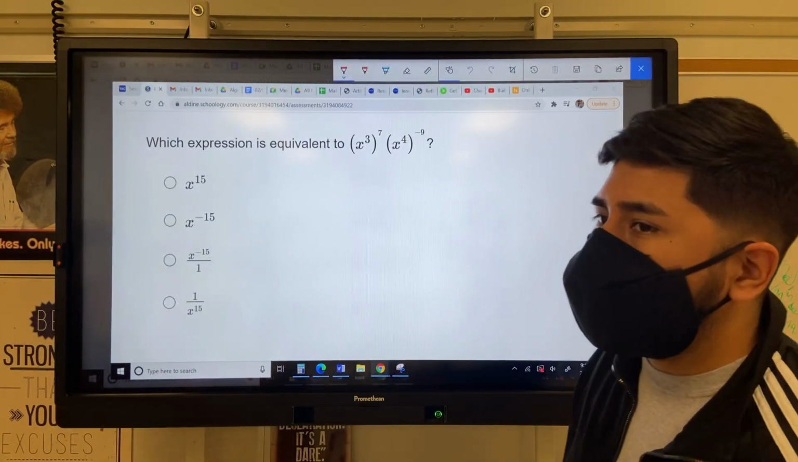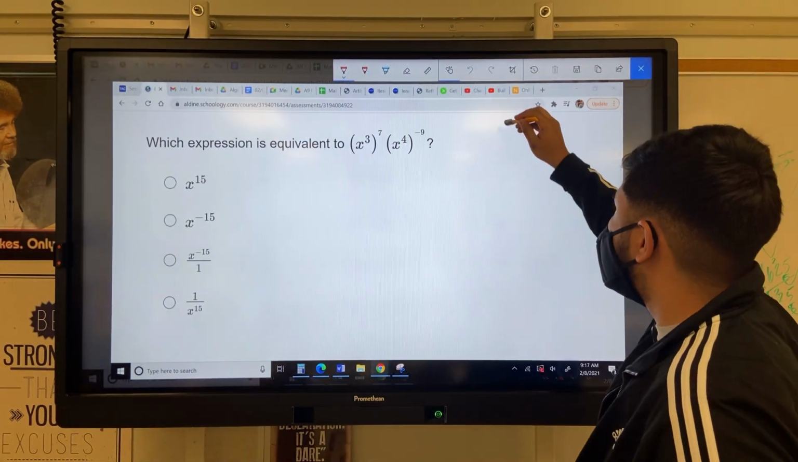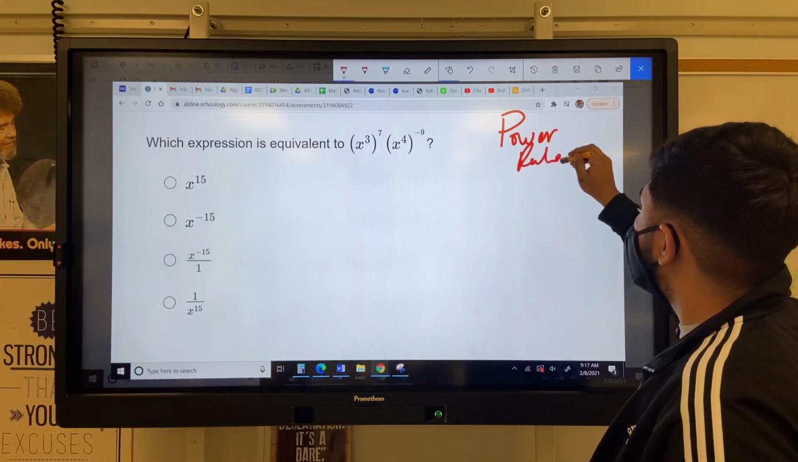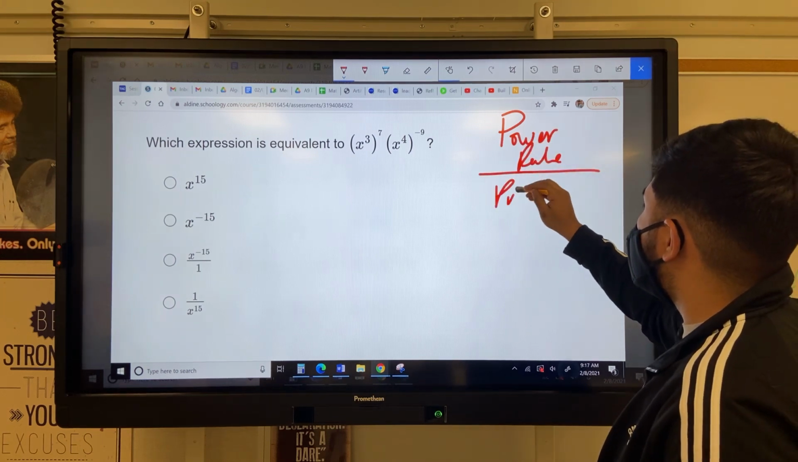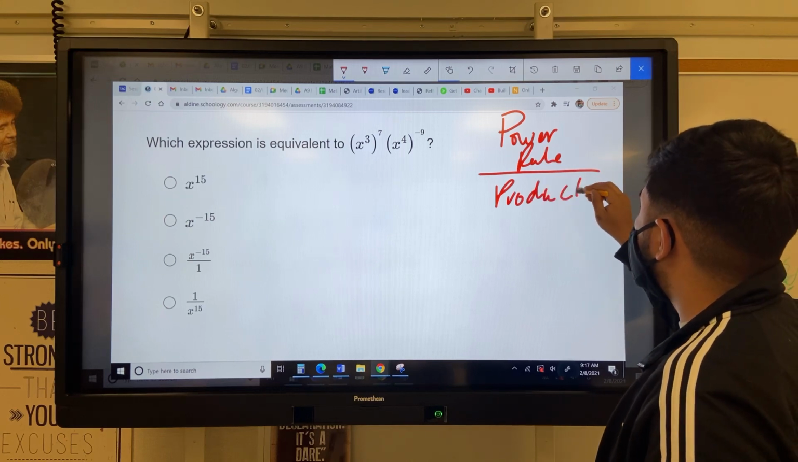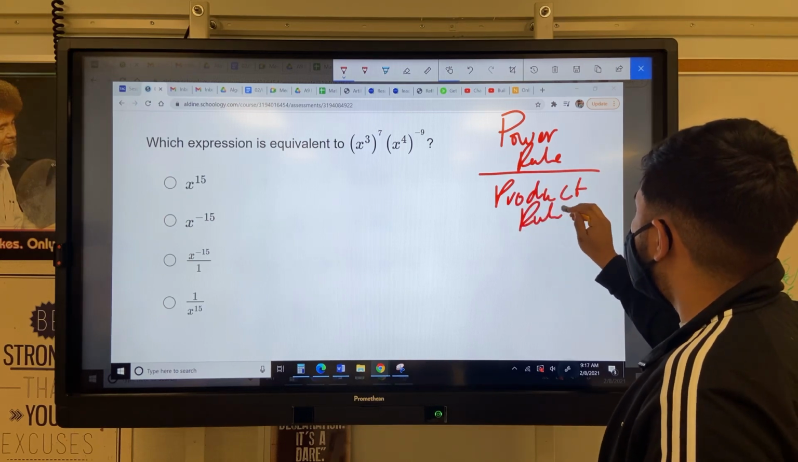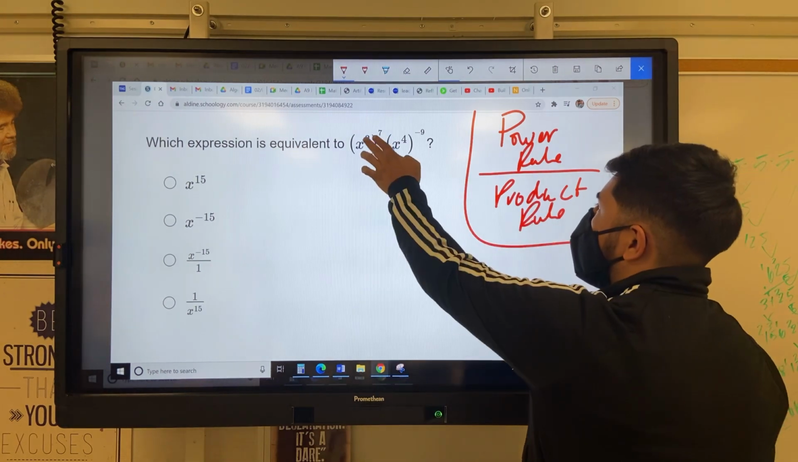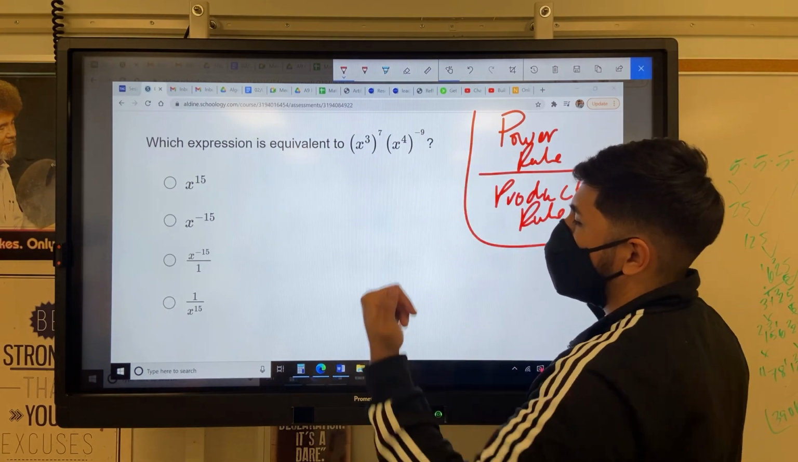Okay, this was just like the example that we just did. You're going to do the power rule first, and then the product rule, just like the last example. If you need some help, go to the last example. There's no quotients. Take care of the exponent, take care of the exponent, do something at the end.